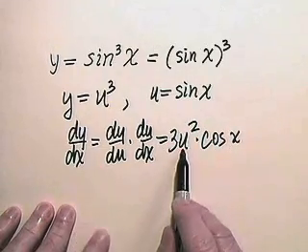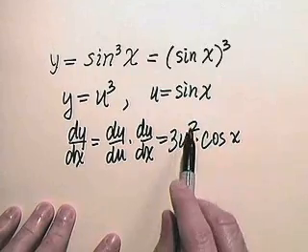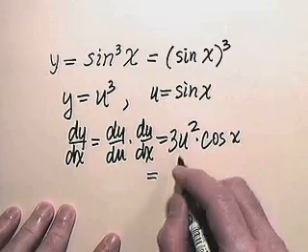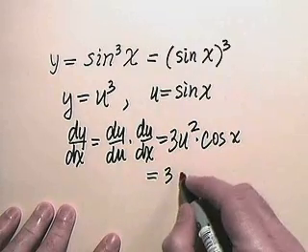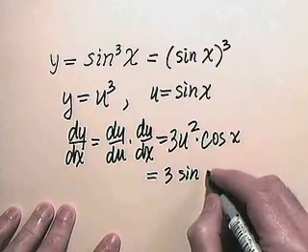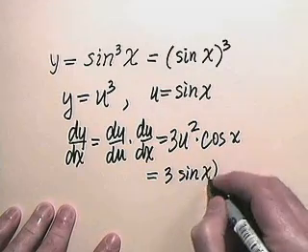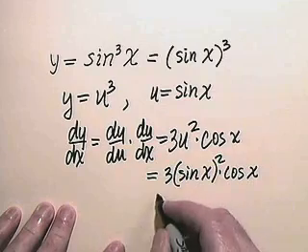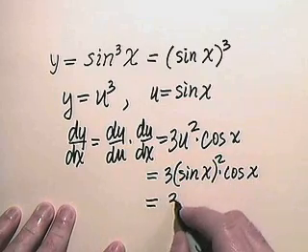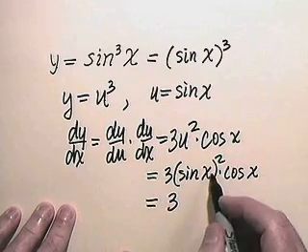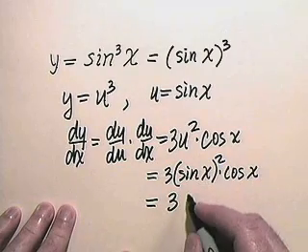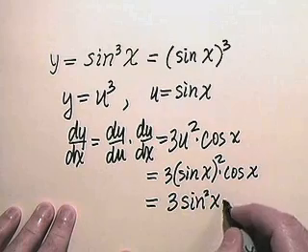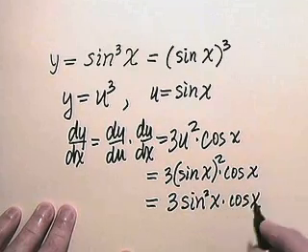But of course we have to remember to replace the u by what it is in terms of x so that we arrive at a function of x alone. So we end up with 3 times sine of x quantity squared times cosine of x, or finally writing with our usual convention in terms of powers of trig functions, this would be 3 sine squared x times cosine of x.